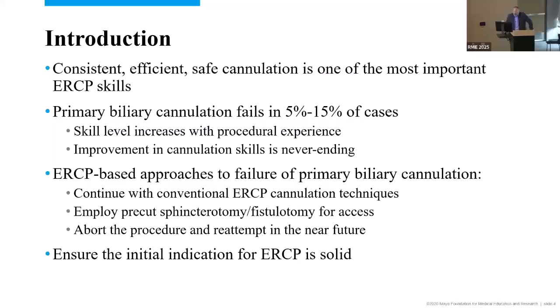In the setting of failed primary biliary cannulation, we really have 3 ERCP-based options. We can continue with conventional ERCP techniques, we can employ pre-cut sphincterotomy or fistulotomy for access, or we can bail for the day, bring the patient back, and reattempt in the near future. What I would say is that, because this situation arises in up to 15% of cases, it's important that adequate consent is obtained from the patient, discussing the risk of pancreatitis and the risk of complications in general, but also to ensure that if you're going to move towards advanced maneuvers in ERCP or even therapeutic EUS, you have to have a solid indication.